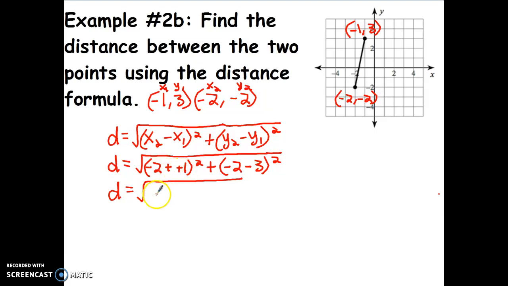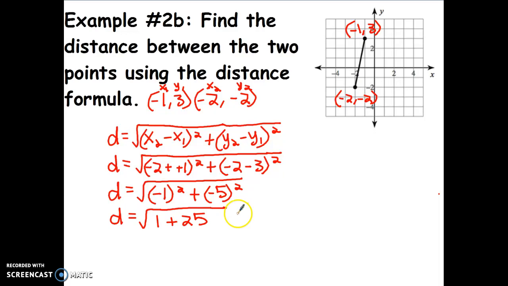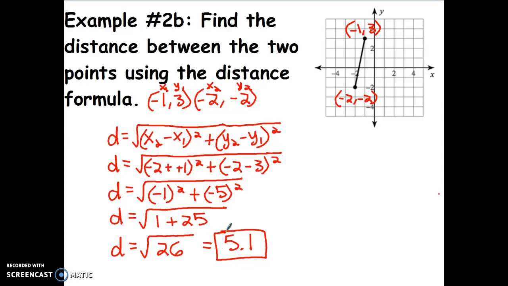Okay, -2 plus 1 is -1 squared plus -2 minus 3 is -5 squared. -1 squared is 1. -5 squared is 25. One plus 25 is 26. And the square root of 26 rounded to the nearest tenth is 5.1. So the only thing that changed here for this problem was that we weren't initially given ordered pairs. We instead have to find ordered pairs.